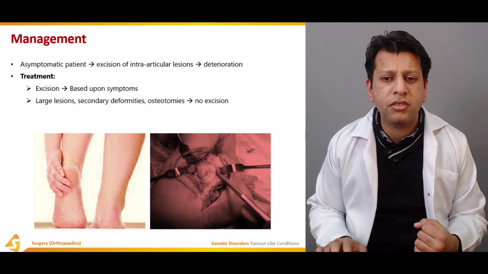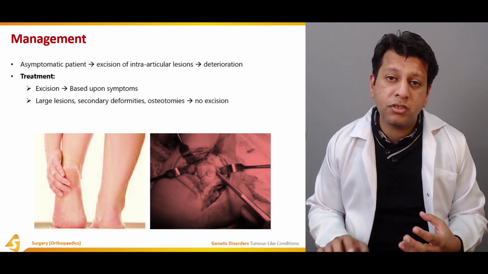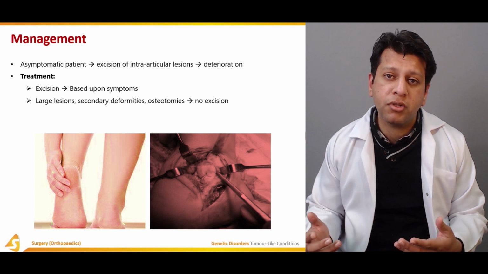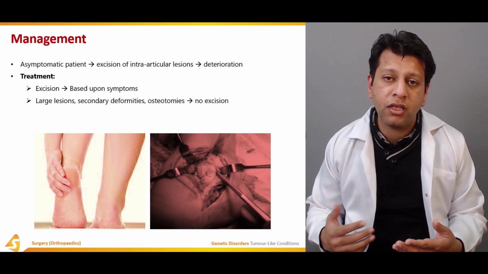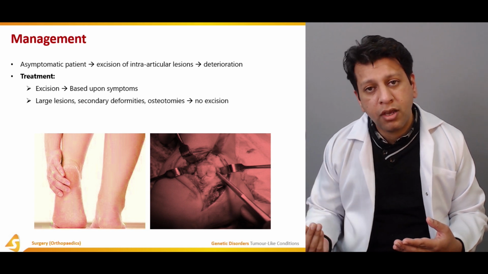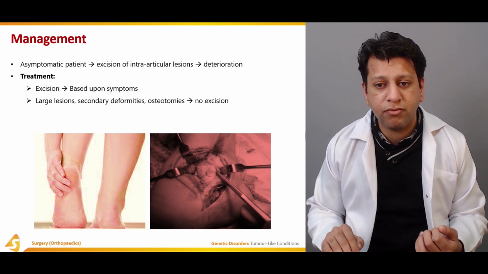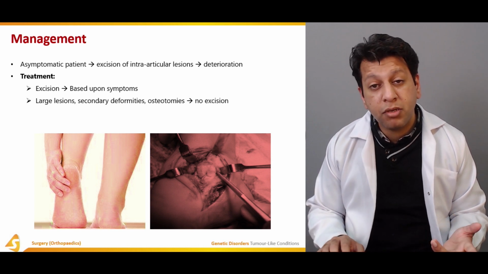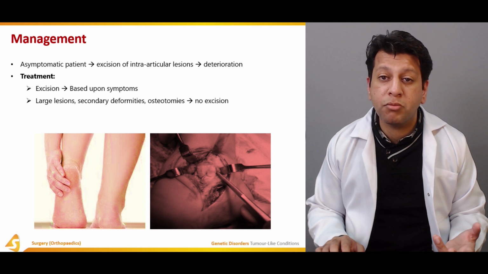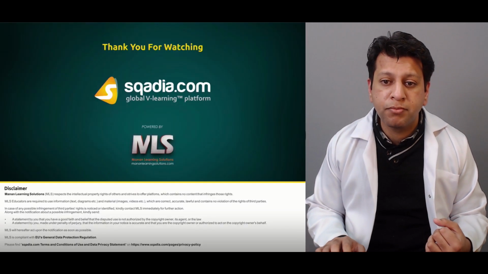Large lesions sometimes present with secondary deformities. For example, they may be associated with limb length discrepancy or angulation of the knee. Then it's not only excision, but post excision we have to do something about the angulation deformity as well, and sometimes proximal tibial osteotomies may be needed to correct the angular deformity following excision of this tumor.